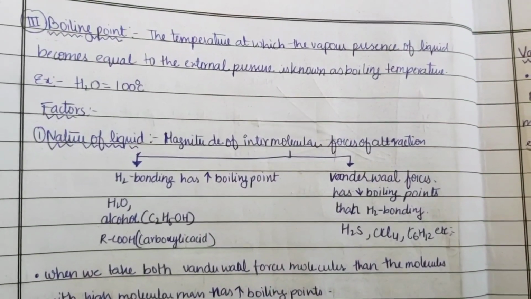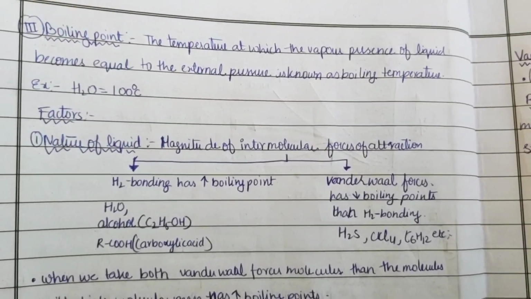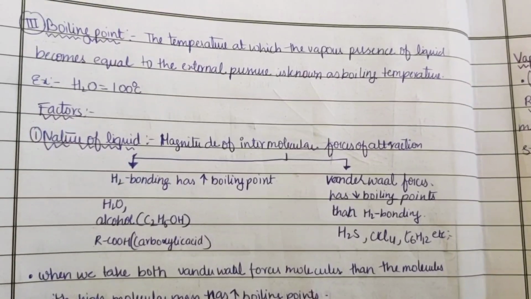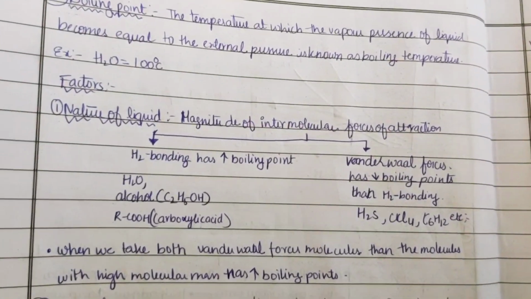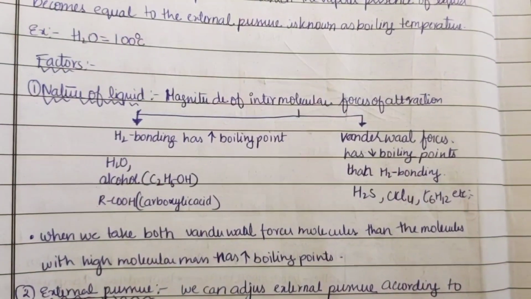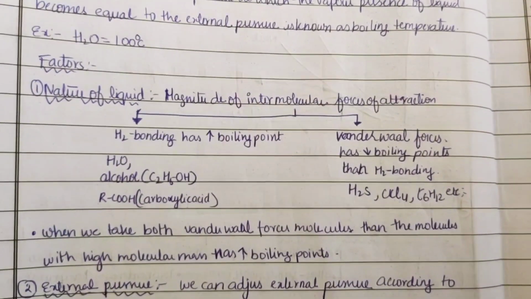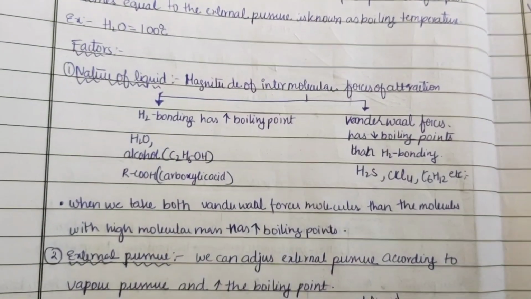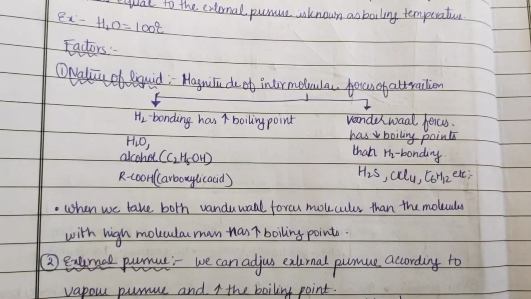As H2 bonds are stronger, they need more energy to break their bonds, so they have a high boiling point, whereas van der Waals forces are weaker than H2 bonds, so they need less energy and have lower boiling points. For example, H2O, alcohols, and carboxylic acids have H2 bonding, and under van der Waals are H2S, CCl4, C6H12, etc.